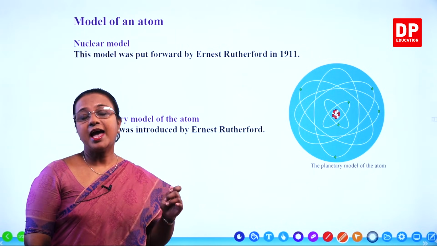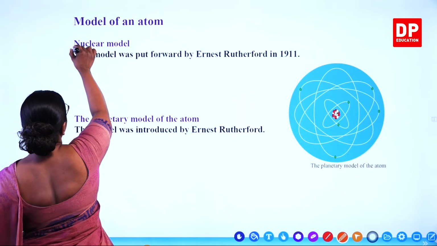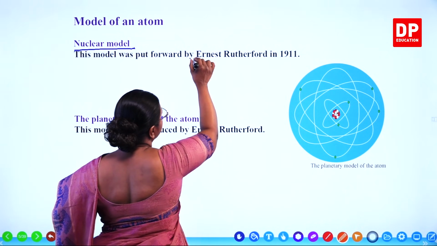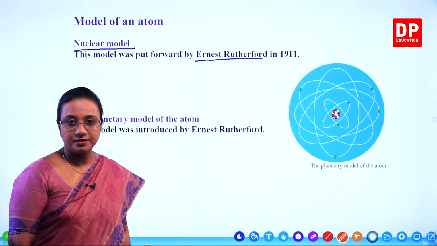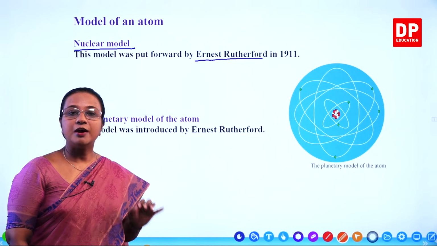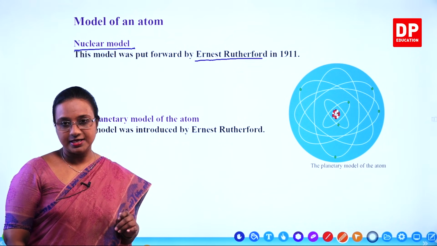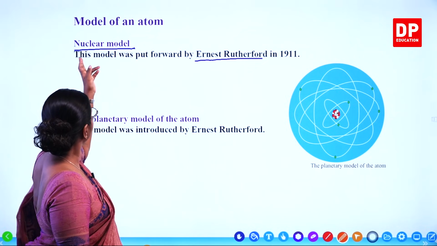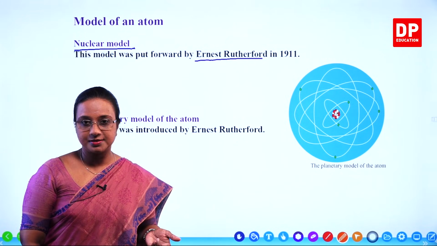The first accepted model of atoms is the nuclear model. This model was put forward by a scientist called Ernest Rutherford. Students, you have to remember the name of the model and the name of the scientist who proposed the model. Now we will see why the name nuclear model came into place.